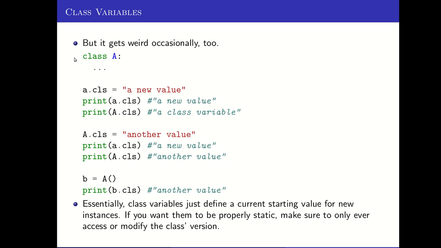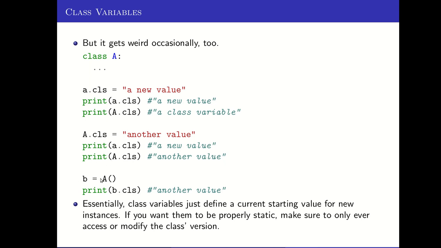So I declare the same class I had before, and I declare that little a object. I say a.cls equals a new value. I print a.cls, and it will have a new value. Capital A.cls will still have the class variable's original value. So this is again shadowing. It will create an instance variable with the same name as the class variable. Then if I say capital A.cls equals another value, and I print out the two again, I will have a new value for little a and another value for capital A's cls.